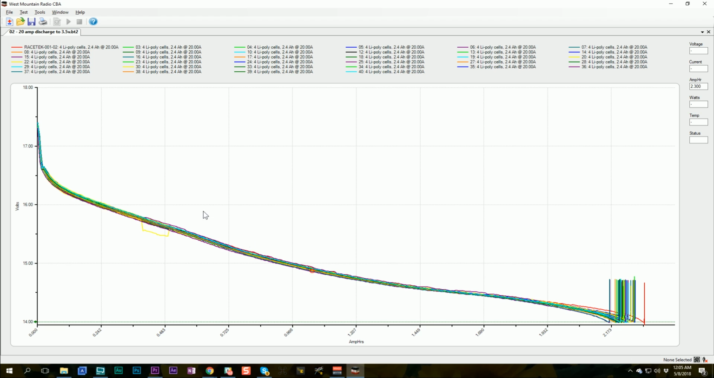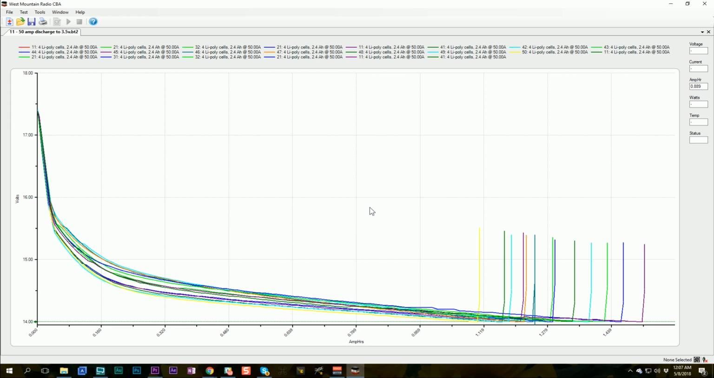But I didn't stop here. What I actually did was I would run 9 20 amp discharges, and then on the 10th one, I would do a 50 amp discharge. And the idea was that maybe the battery would respond worse if it was stressed by a higher discharge. So here are just the 50 amp discharges, again, over the life of the pack. And let's see what we get.